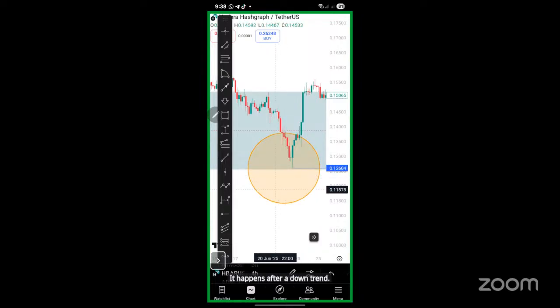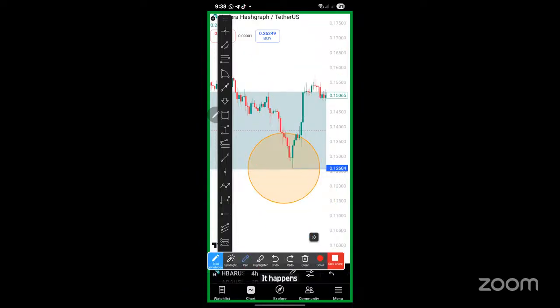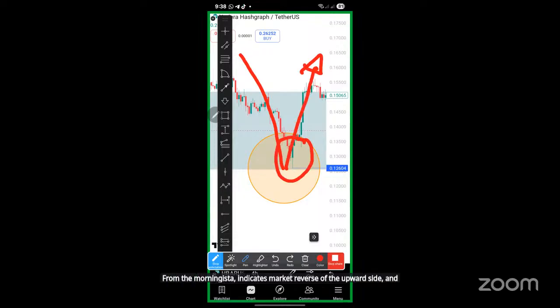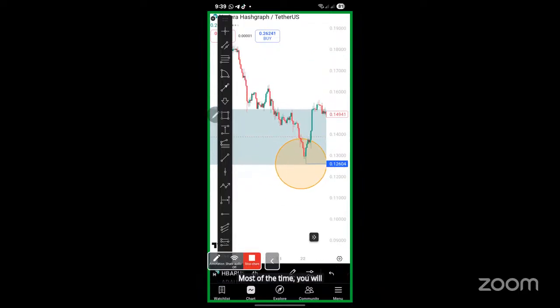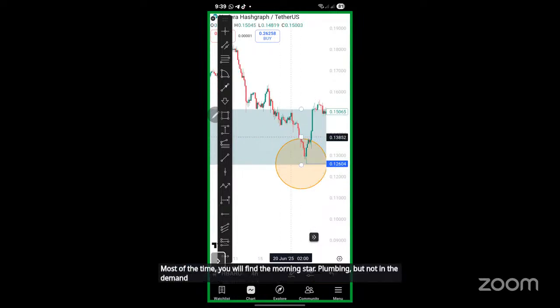It happens after a downtrend. After this big downtrend forms a morning star, indicates market reversal to the upward side, and you will see the market going upwards. Most of the time, you will find the morning star forming, but not in the demand zone.